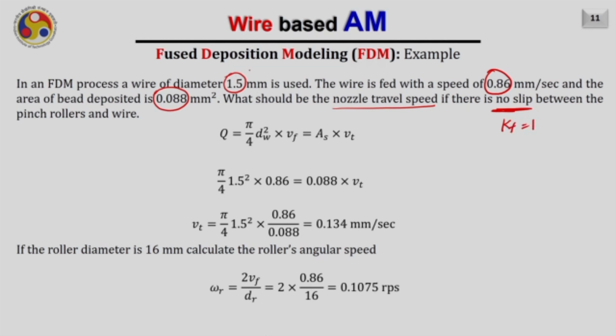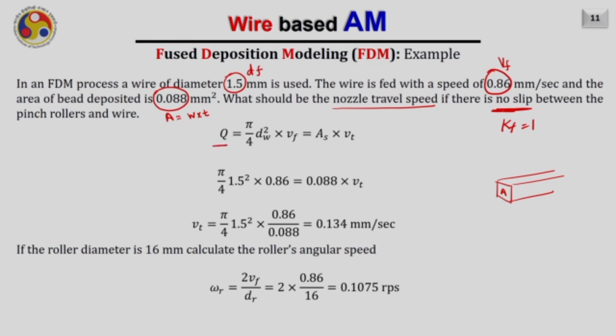The diameter of the wire means the value of dF is given to us. The wire feed speed is given, that means Vf is also given, and the area of the deposited bead is also given, and this area is nothing but W into T. Assume that you are depositing a rectangular bead, in that case this area A of the deposited bead is given to us. Let us apply the simple mass flow rate conservation here.